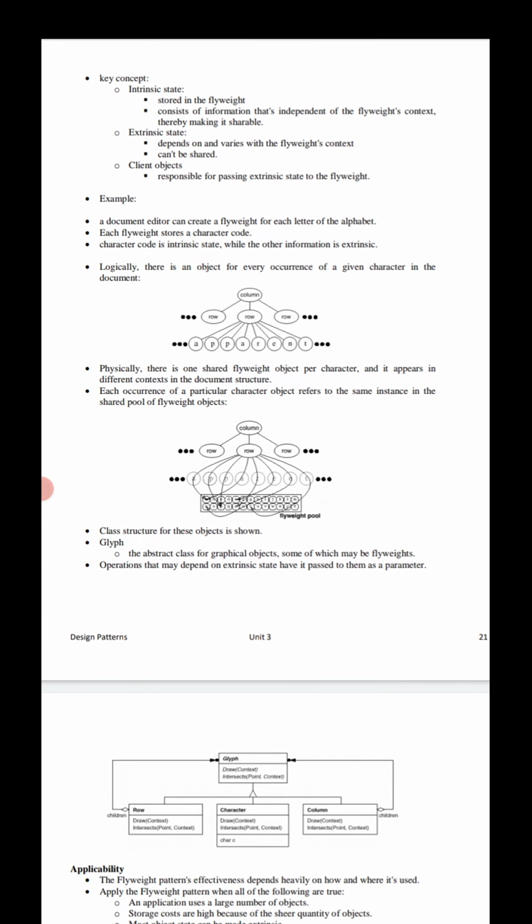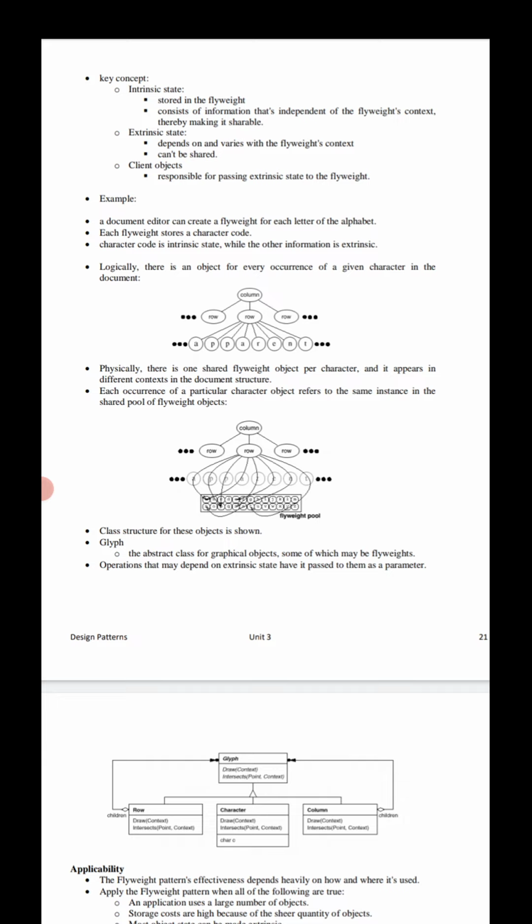Here look at one more example of this motivation section. Motivation section. Listen carefully, otherwise we can't understand. Here a document editor can create a flyweight for each letter of the alphabet. Exactly. So each flyweight stores a character code. The character code is intrinsic state, while the other information is extrinsic.